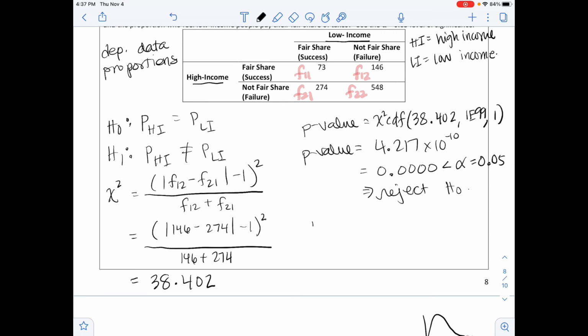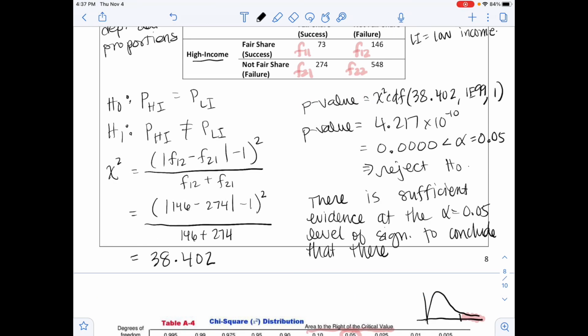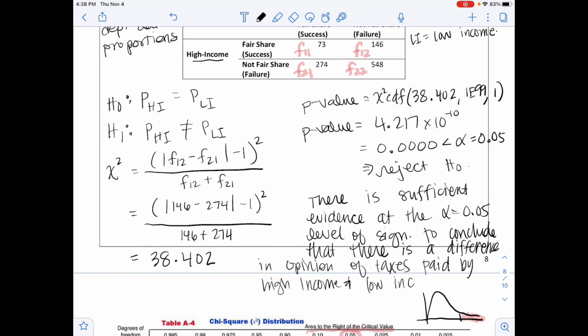So in conclusion, we can say there is sufficient evidence at the alpha equals 0.05 level of significance to conclude that there is a difference in opinion of taxes paid by high income and low income people.